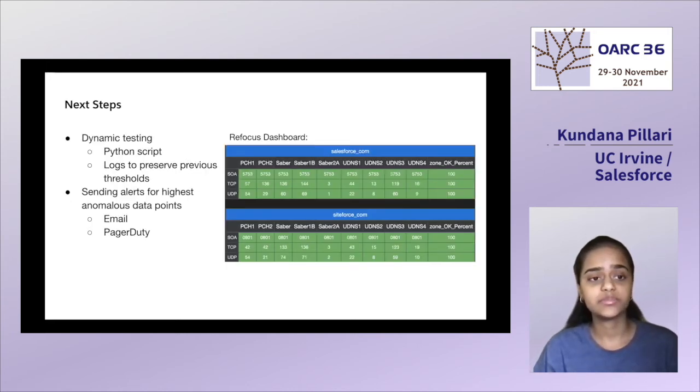So the next step in my project was to include dynamic testing. This involves writing a Python script that periodically calls the models on new data points to generate new thresholds, and then integrating them back into the Refocus dashboard, which is our monitoring system at Salesforce, and also keeping logs to preserve previous thresholds. Additionally, another idea was to send alerts for the highest anomalous data points, through email or PagerDuty.